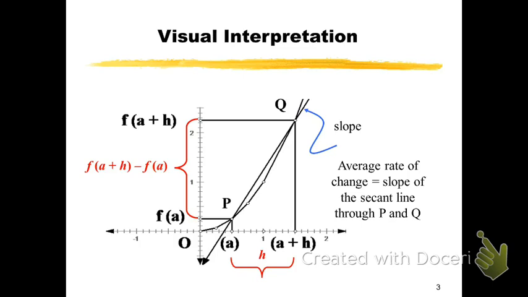Remember, visually, I want to know the change in my y. This is my y, which is f of a plus h minus f of a, and then over my change in x. And we go from some a to a plus h. So that difference in between here is the h. And so that's this point and this point, the slope of that secant line. So the average rate of change gives us the slope of a secant line.